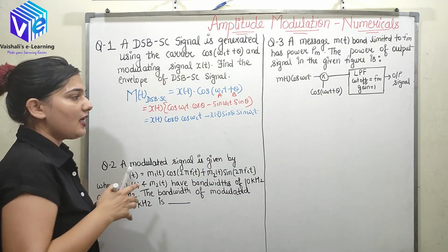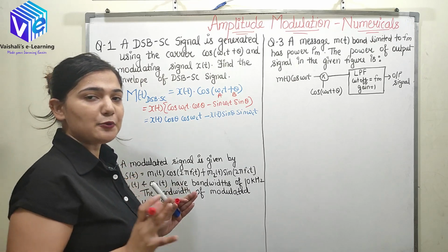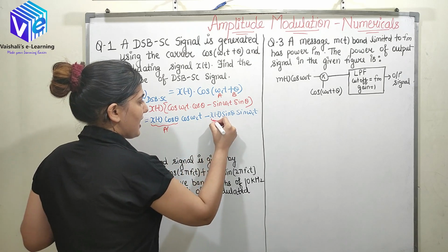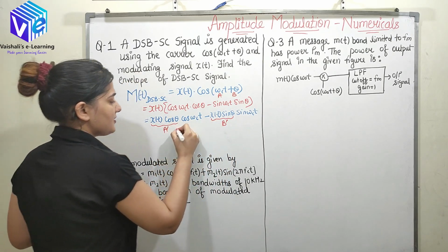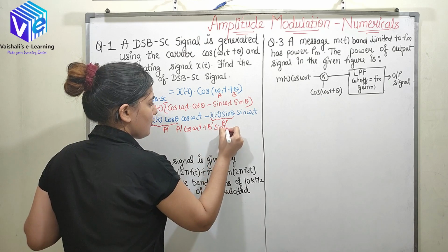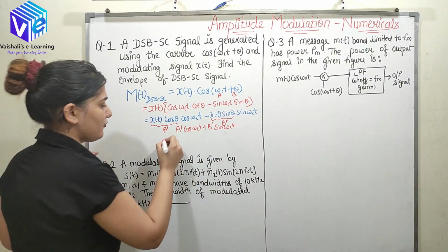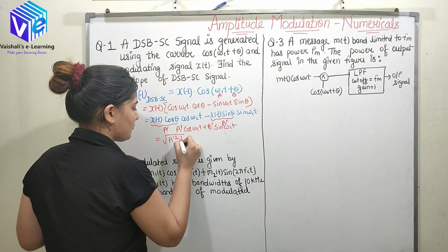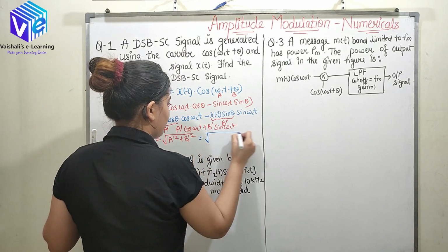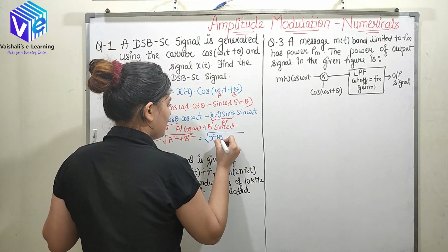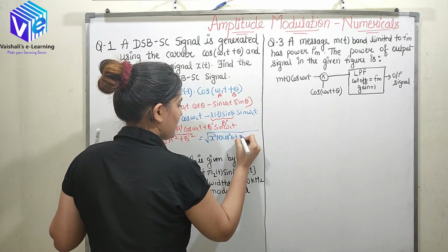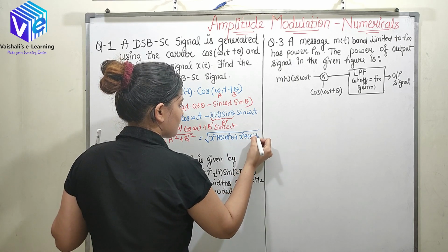I just expanded it. Now I need to find out the envelope. Let's suppose this is A' and this is B'. So this is represented as A' cos ωct plus B' sin ωct. Now it is very easy to find out the envelope. It will be equal to the square root of A' squared plus B' squared. So what will be the amplitude? It will be equal to the square root of x squared(t) cos squared θ plus x squared(t) sin squared θ.